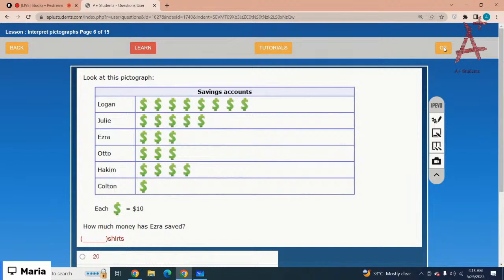Look at this pictograph. The same question we just did. How much money did Azra save? Again, she has 3 dollar signs, so 10 times 3 equals 30. So the correct option is 30.